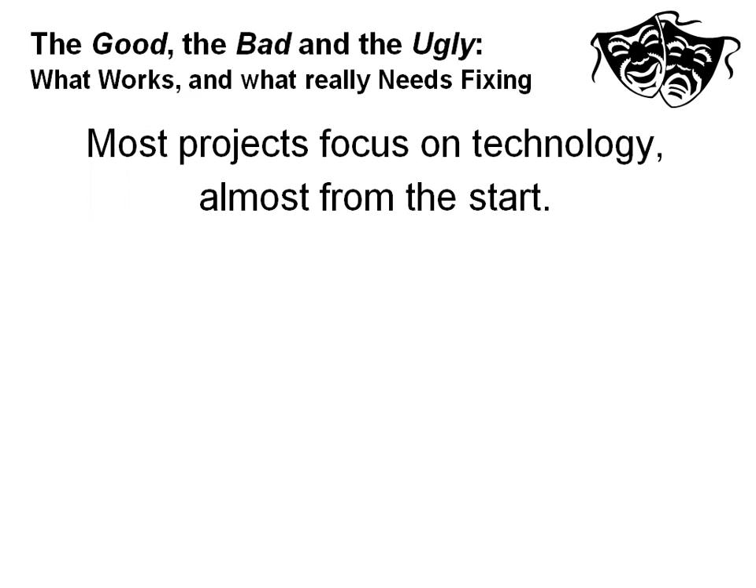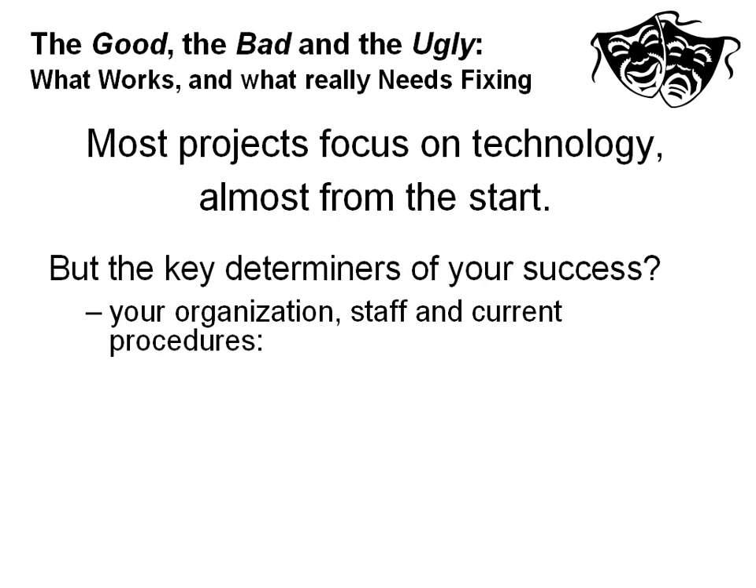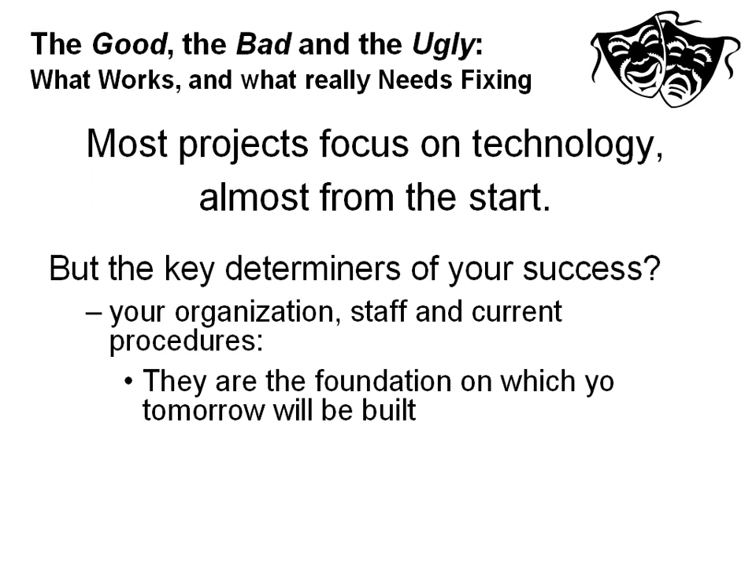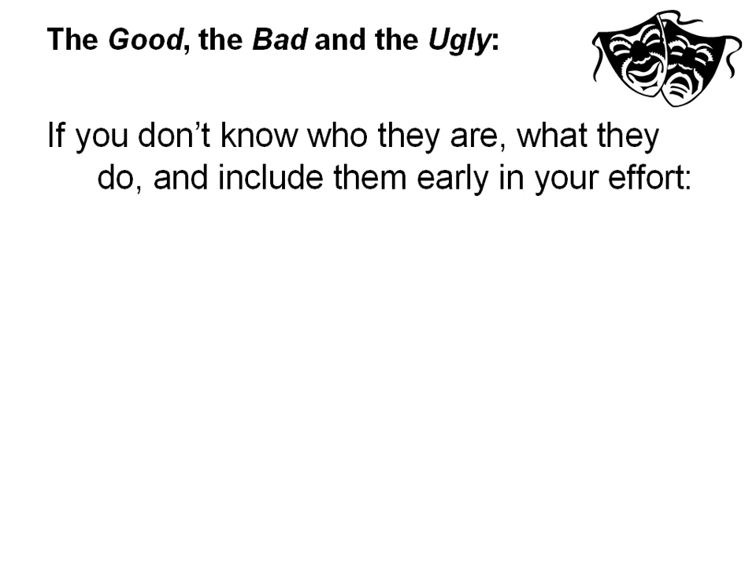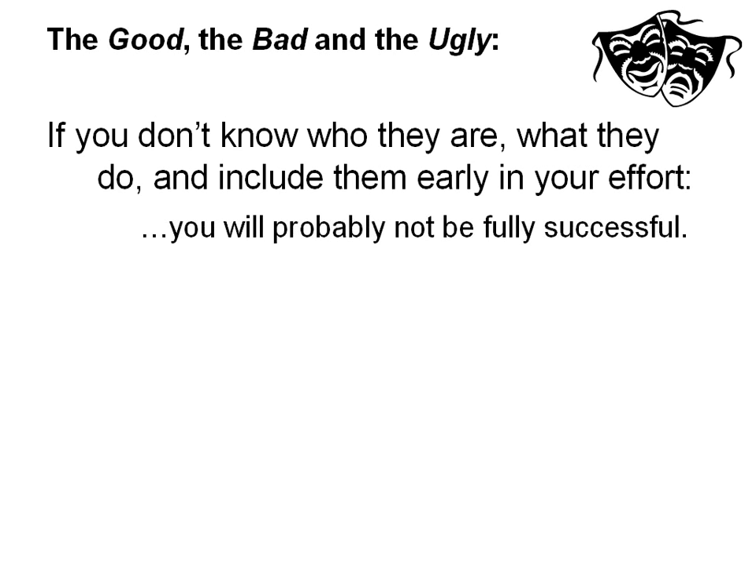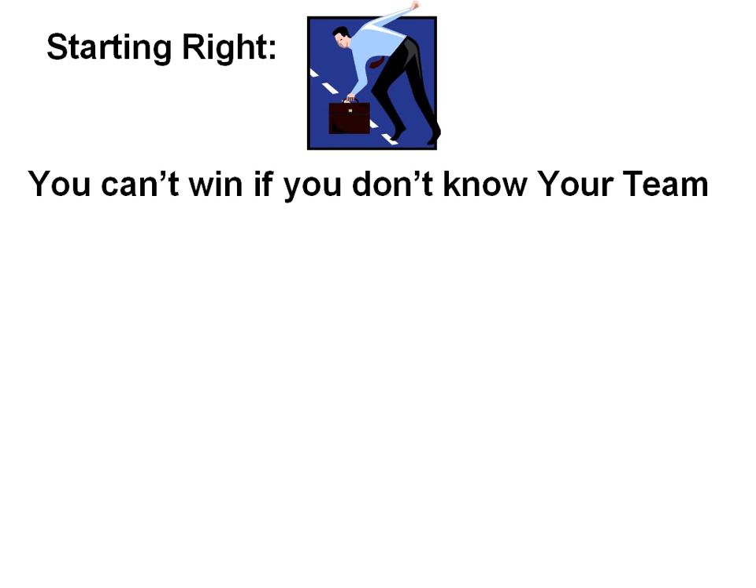Most projects find themselves focusing on technology. Key determiners really are the organization, the staff, the current procedures, usually looked upon as raw material for the technology. But in the end, they're the foundation on which your tomorrow is going to be built, whether you like it or not. They even spell success or failure for the technology that you choose. If you don't know who these people are, you can't get them involved, and you can't include them early in the effort, so you probably won't be successful. And if things don't end up working better, then it doesn't matter what technology you put in, it's going to spell failure.